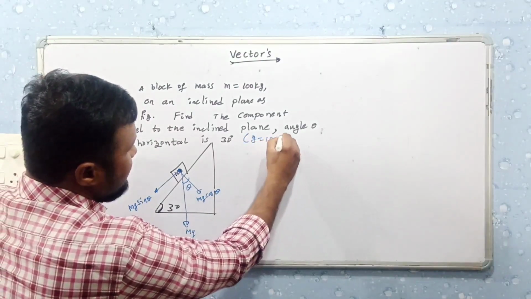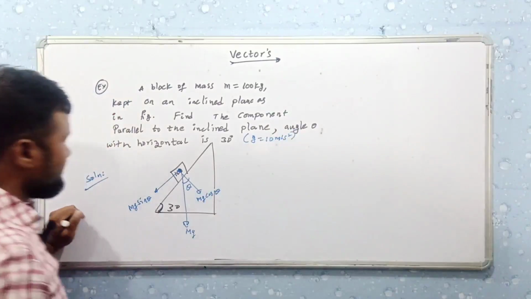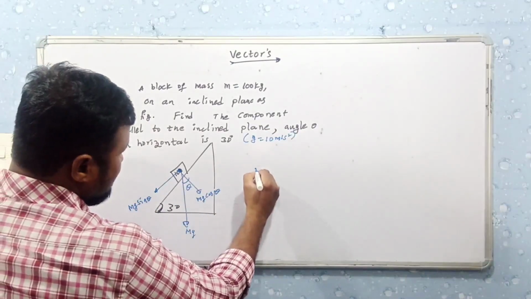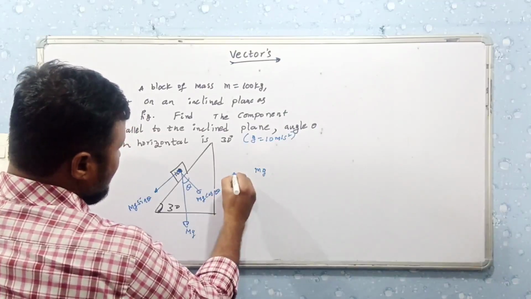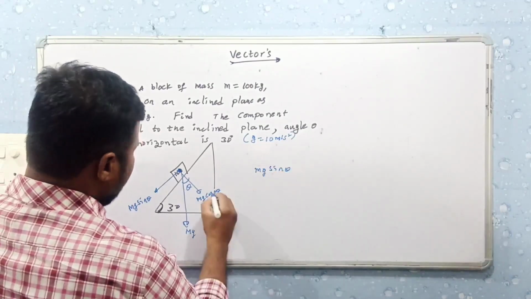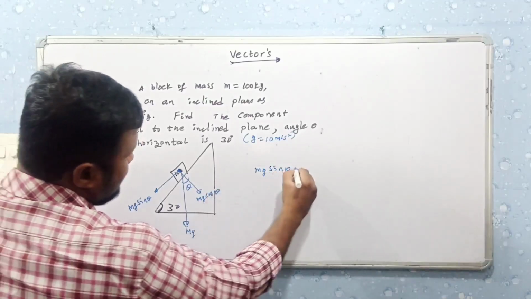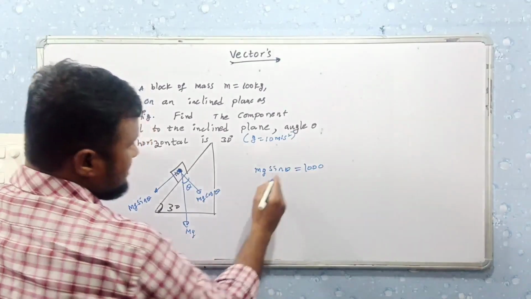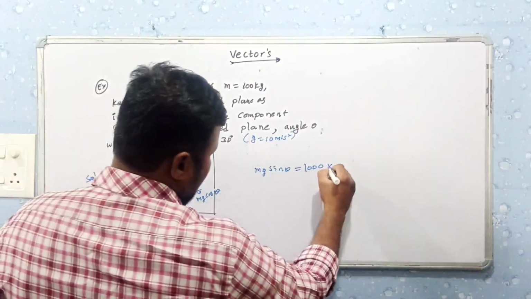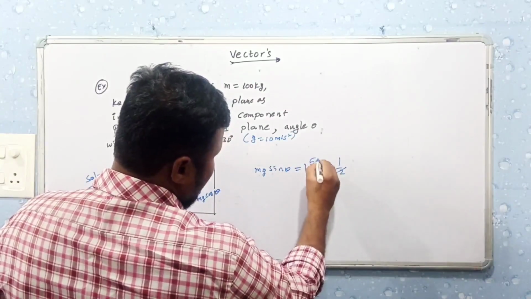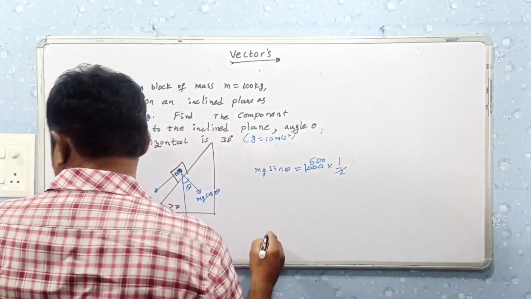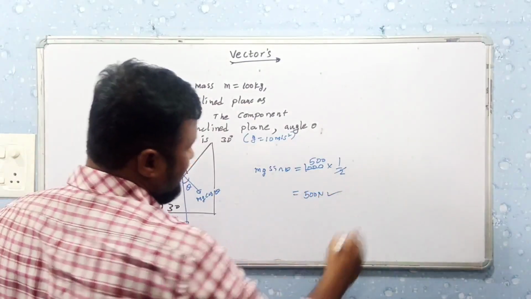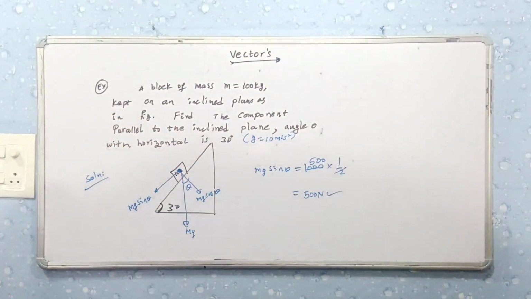g is equal to 10 meter per second square, let us suppose it is given. So mg sin theta only, mg sin theta is equal to mass 100 kg, g 10 means 1000, sin 30 is 1/2, so 1000 into 1/2, the 2 cancels, 500. Therefore 500 Newton is the answer. Understand?